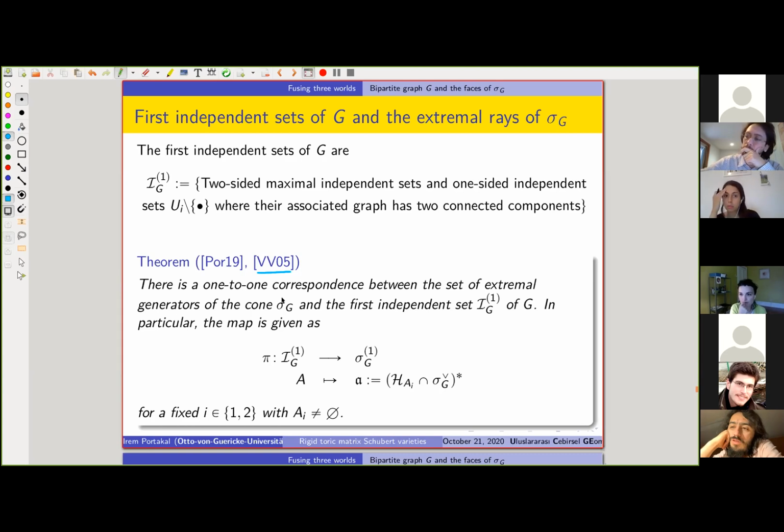But in general, it seems to be a hard question to understand the faces of an edge cone coming from any graph. And also the deformations of toric varieties coming from any graph, or even for bipartite graphs, at least to my knowledge, there is no classification except the matrix Schubert variety case. So I don't know if we can maybe also discuss. It would be nice to have a general thing on why. I don't know why it's not working, but as far as I know and tried, it doesn't work. Okay, thank you.